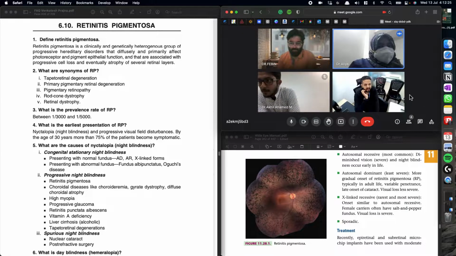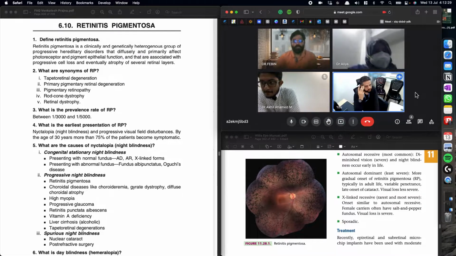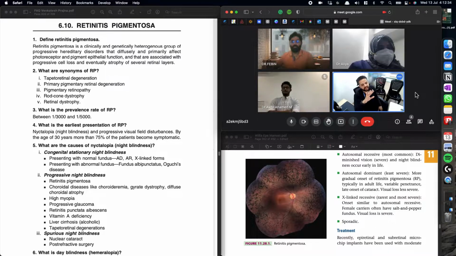But as soon as you know that this is an RP, just go for the classical triad. You have to mention it's a waxy disc pallor. You have to mention that there is hyperpigmentation in the peripheral retina in a perivascular pattern. Having said that, what is the third classical triad?